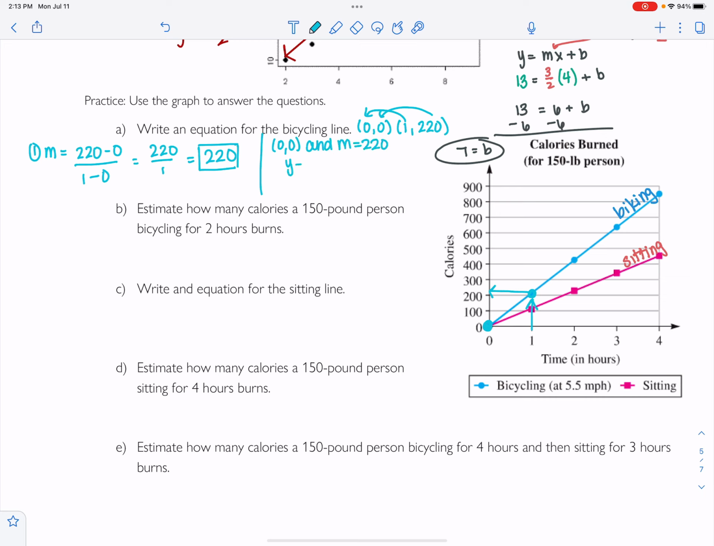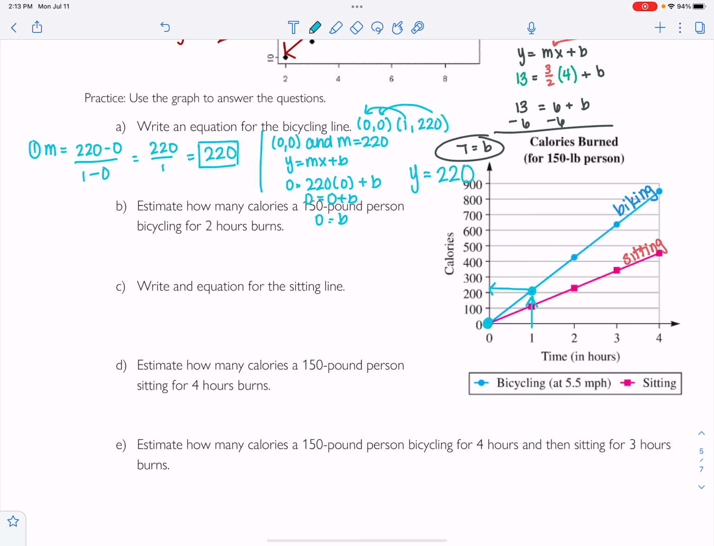So I've got y equals mx plus b. 0 equals 220 times x, which is 0, plus b. I'm going to get 0 equals 0 plus b, so b equals 0. And so my equation is going to be y equals 220x plus 0, but I don't need to write plus 0. So there is my equation. Again, depending on what you estimated this number to be, if you said 210, then your equation would be slightly different, but as long as you're close, you're good to go.